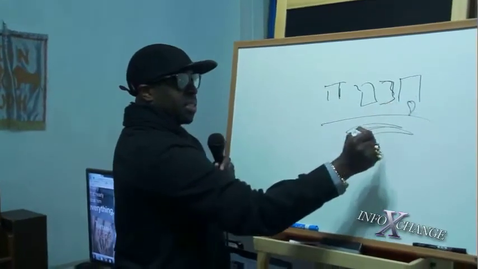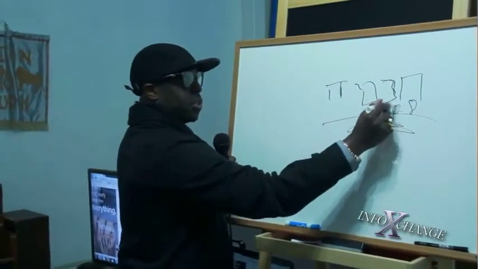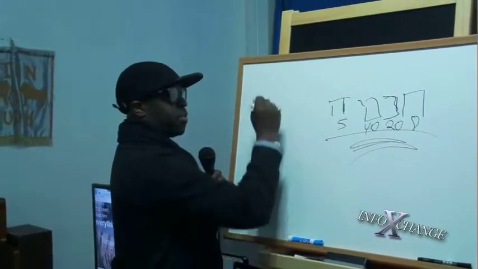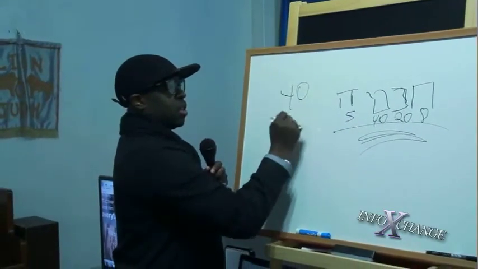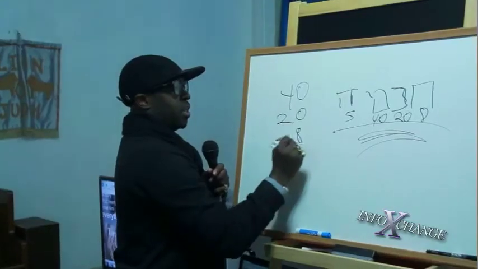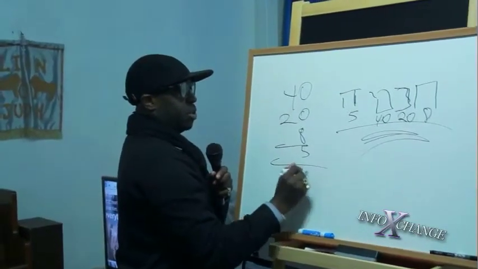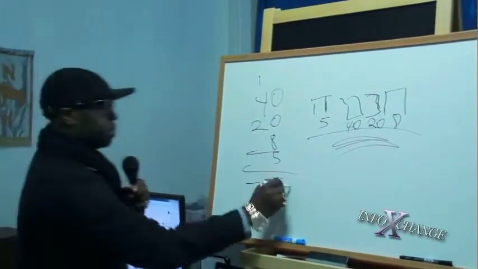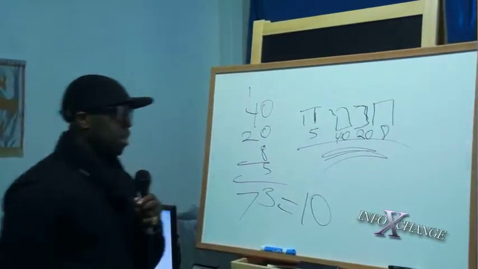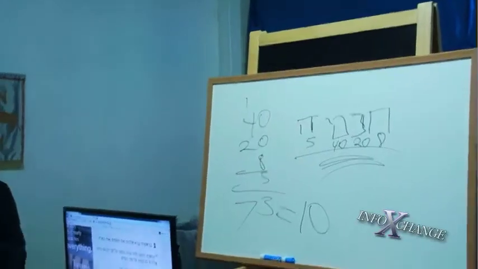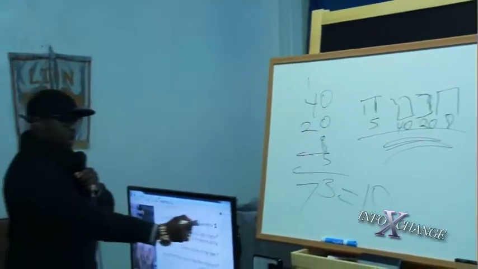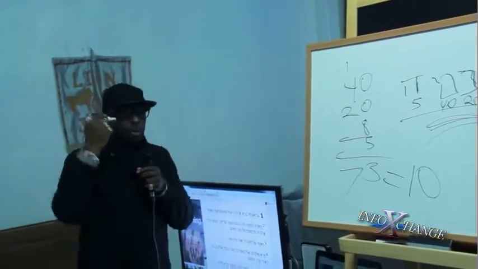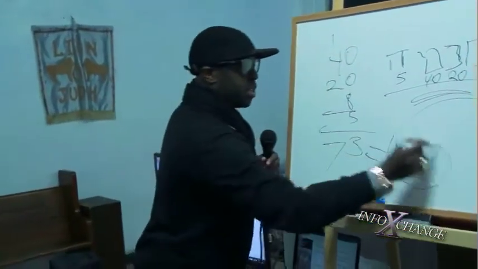Chet is 8. Chaf is 20. Mem is 40. And He is 5. So we have 40, we have 20, we have 8, and we have 5. When you do the math, you have 73. Remember, reduce all numbers. 7 plus 3 equals what? 10. So when we say, with wisdom God created the heavens and earth, in the Hebrew way of thinking, what is our wisdom? The 10 Commandments.